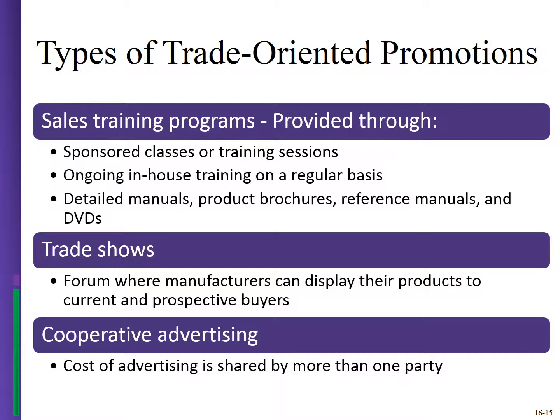You also had trade shows, which are forums where manufacturers can display their products to current and prospective buyers. Probably one of the biggest and best-known ones is an electronic trade show that goes on in Las Vegas, usually the beginning part of every year. So all the new gadgets and gizmos for the electronic industry are on display in Las Vegas once a year.